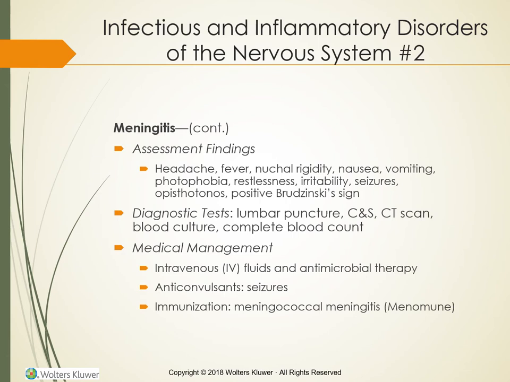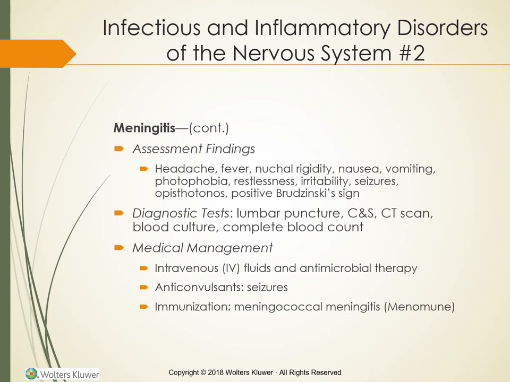Diagnostic findings. A lumbar puncture is performed and samples of CSF are obtained. If the meningitis is bacterial, the CSF appears cloudy. The CSF pressure is elevated, glucose concentration is decreased, protein levels are elevated, and white blood cell count and red blood cell counts are increased. Culture and sensitivity studies are performed to identify the specific causative bacteria. If meningitis is viral, the results of culture and sensitivity studies are negative. A CT scan, blood culture, complete blood cell count, CBC, and other laboratory tests are used to rule out other possible disorders.